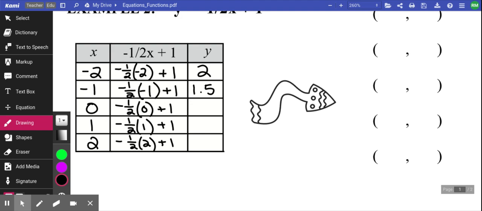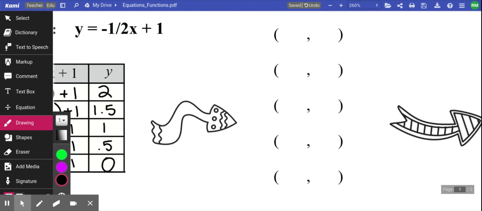If you don't know how to do it, you need to be using a calculator. Negative half times 0 is 0 plus 1. 0 plus 1 is 1. Negative 1/2 times 1 is negative 1/2 plus 1 is positive 0.5. Negative 1/2 times 2 is negative 1. Negative 1 plus 1 is 0. Okay, and then you're going to go ahead and plot them.